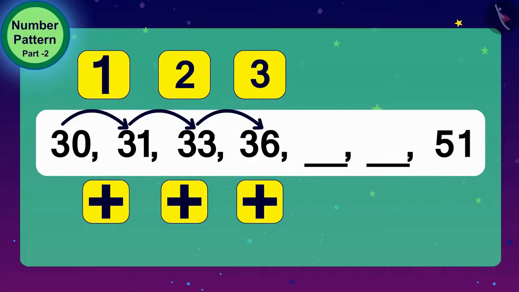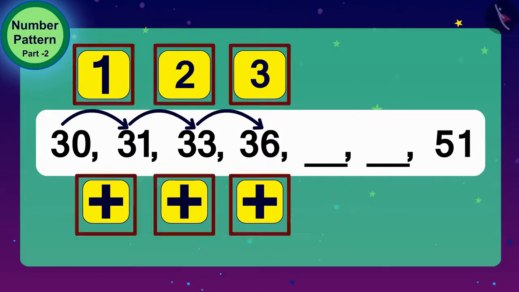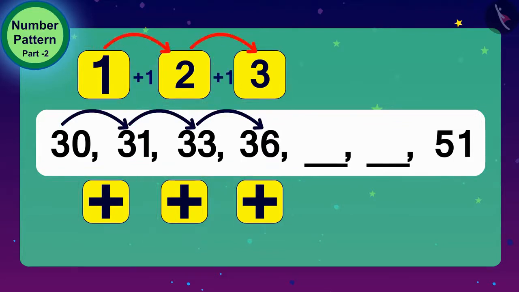Children, you can see that the number being added every time is increasing by 1 to get the next number in this number pattern. So, what kind of pattern is this number pattern? Quite rightly, this number pattern is a growing pattern.